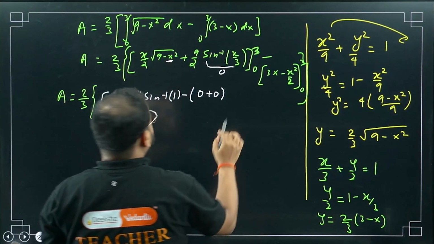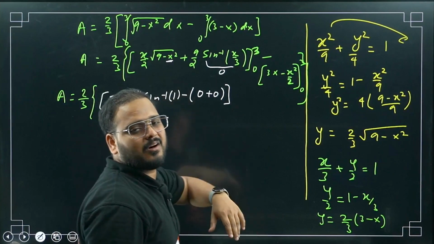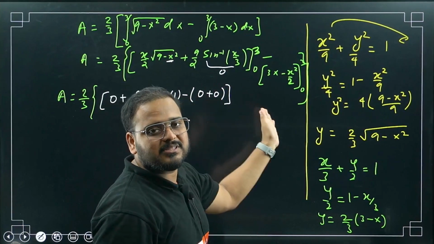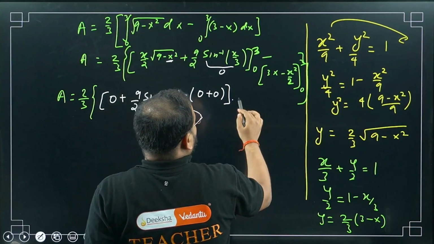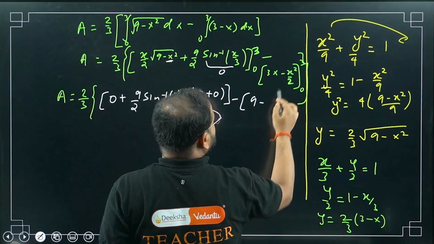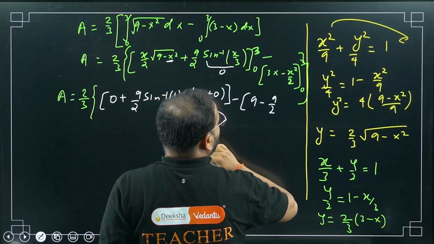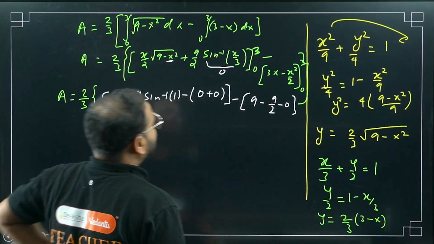Give me 1 second. Try to be cautious with this type of integration, because it is a simple question, but if you make some mistake while doing it, you'll end up losing marks. What about this? 3 times 3, so 9 minus 3 square by 2, which is 9 by 2, and for 0 it will be all 0. Okay, so 3 is 9 minus 9 by 2.